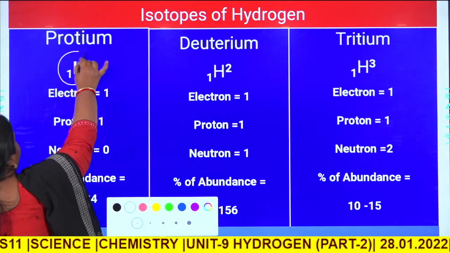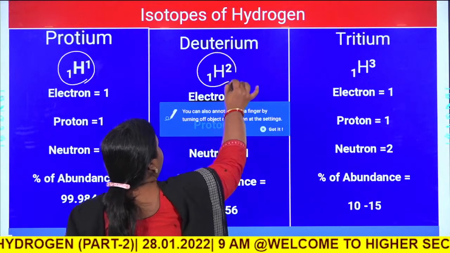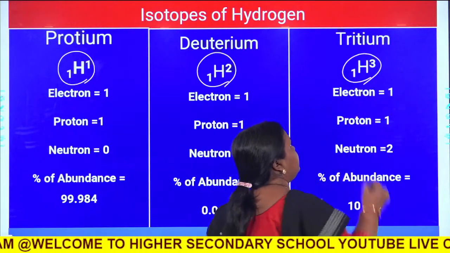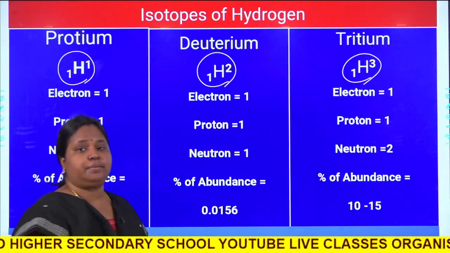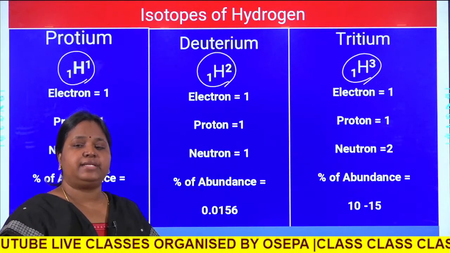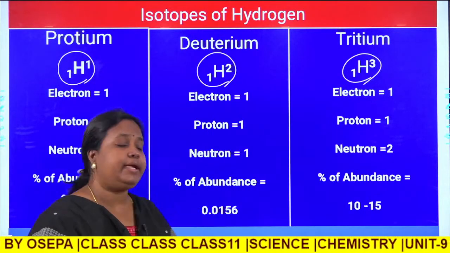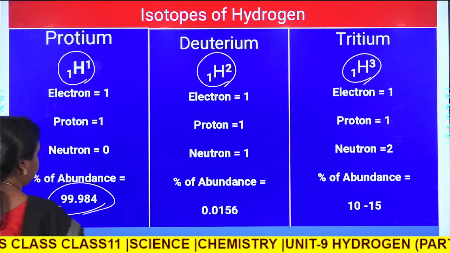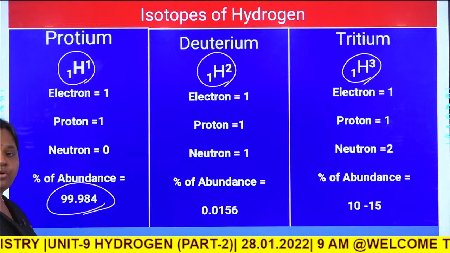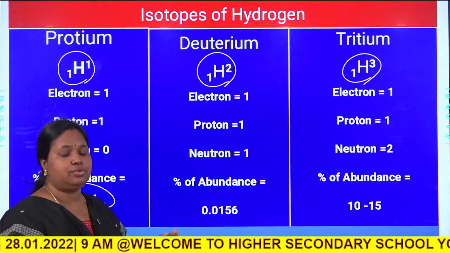The representation for protium is H11, the representation for deuterium is H12 and tritium is H13. The maximum portion of hydrogen is actually protium, that is, the relative abundance of protium is 99.984%. Protium contains 1 electron, 1 proton and 0 neutron. It has no neutron.